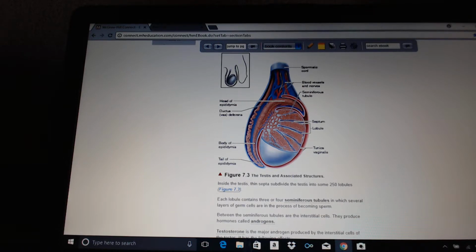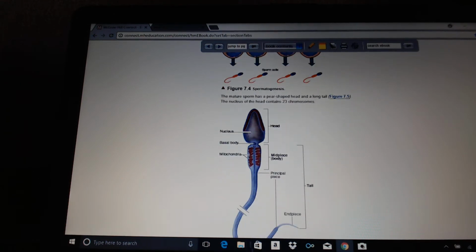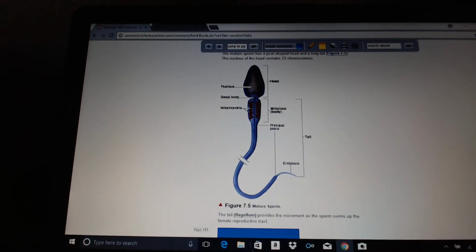We'll also see the sperm itself. Okay, this is figure 7.5. And the sperm has the nucleus in its head. Of course, that carries half of the genetic material, the male contribution. We will see a mitochondria. The mitochondria is going to be the powerhouse of this cell.